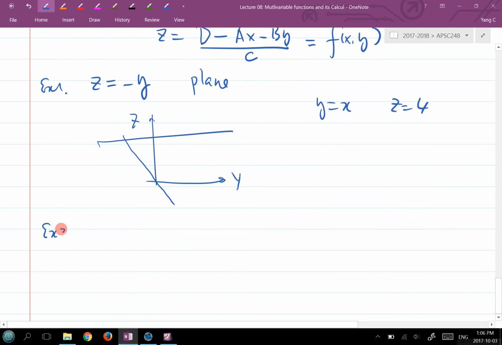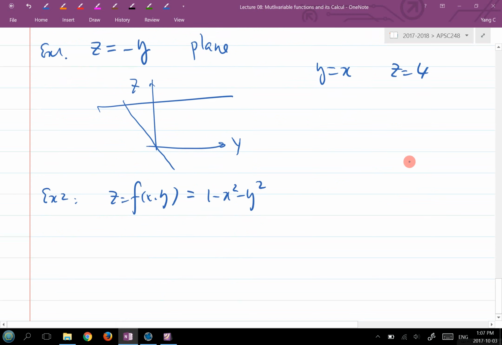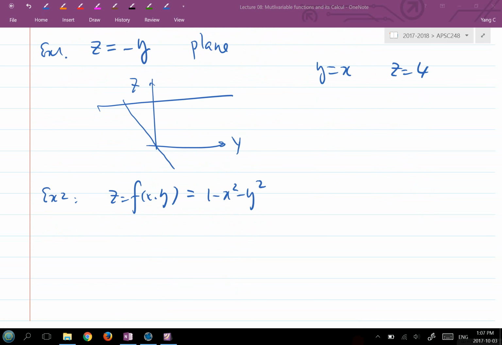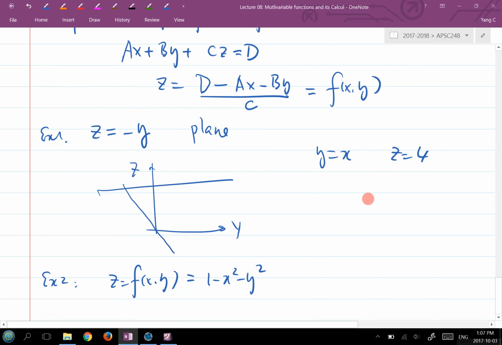Some other examples, like this one here. What I'm showing you here are planes or surfaces that I expect you to be able to construct in your mind whenever you see such an expression during an exam or during assignments. So let's say I have this expression here: z equal to 1 minus x squared minus y squared. Now this is not a plane anymore, because this is not in the plane equation format.